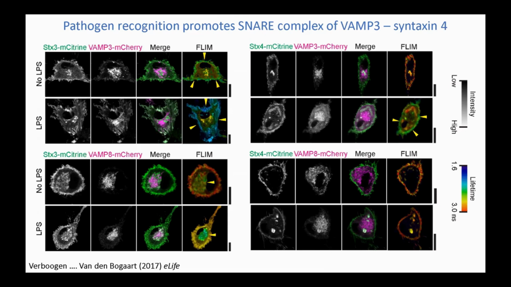And then you see that the interaction of syntaxin 4 with FAMP3 is also at the plasma membrane. You also increase this with this lipopolysaccharide, this LPS. And syntaxin 4 and FAMP8 do not interact at all. And please notice that you really need FLIM for this. So if you look at the intensity images, there's no way you can tell where the interaction is taking place, right? Because you only see overlap, but it does not necessarily mean interaction.